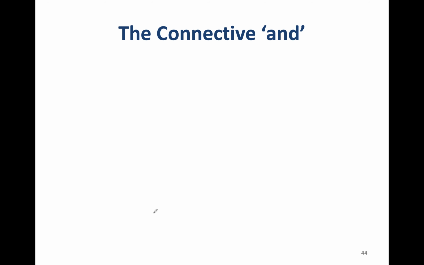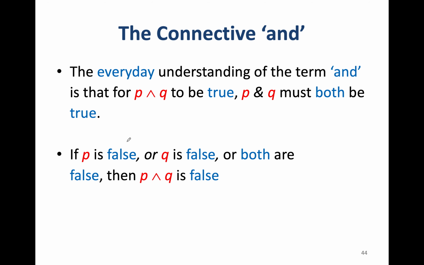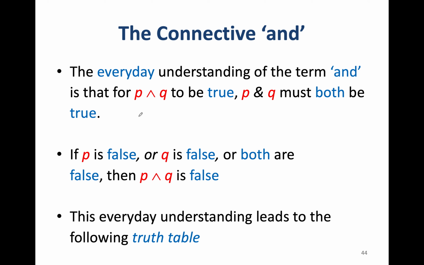All right. Now let's see the truth values that can be assigned to the connective and. The everyday understanding of the term and is that for P and Q to be true, P and Q must both be true. If P is false or Q is false or both are false, then P and Q is false. And we can summarize the possibilities of truth value for the and connective by using the truth table.